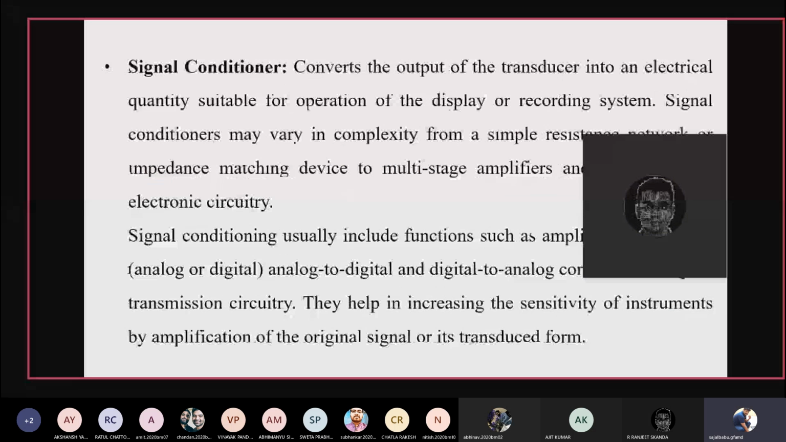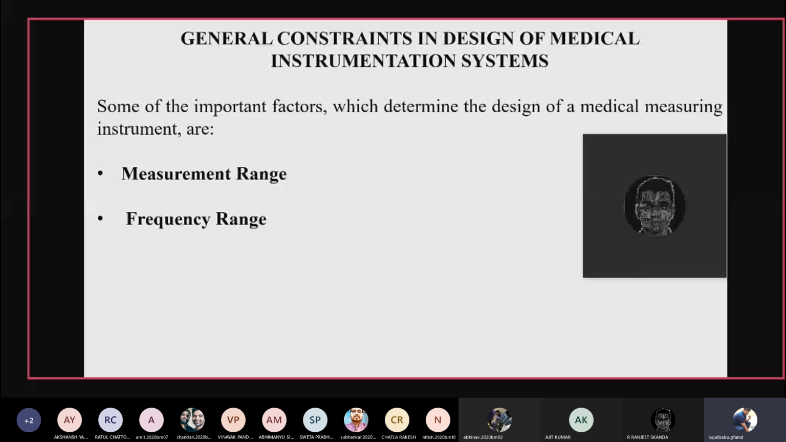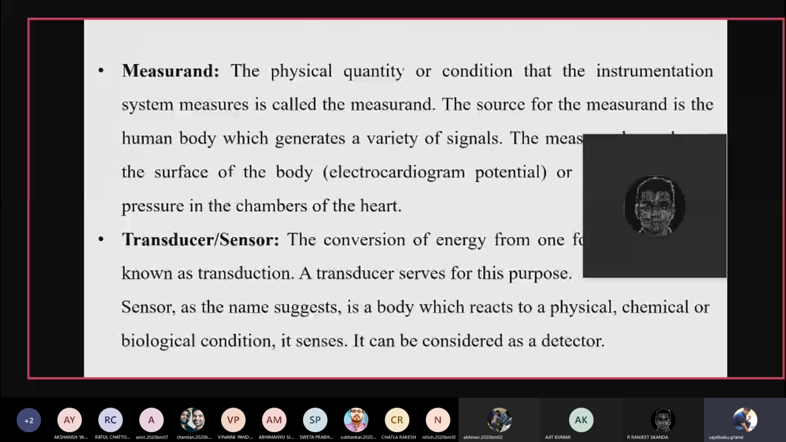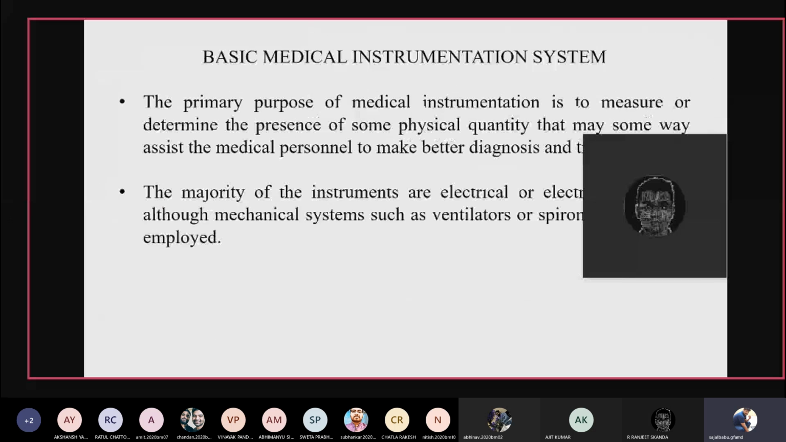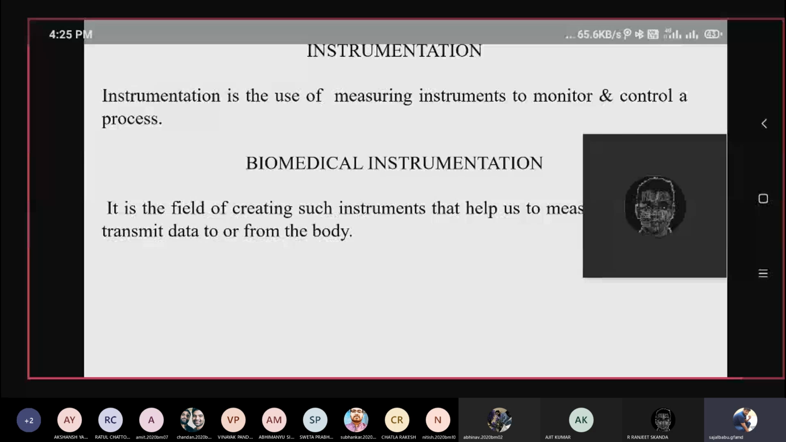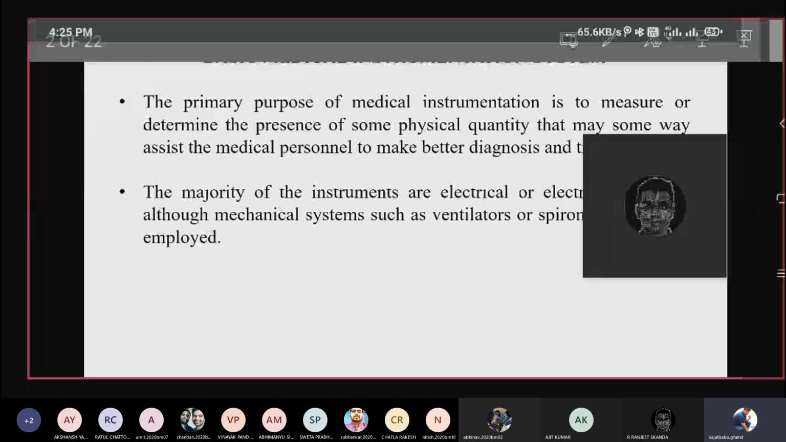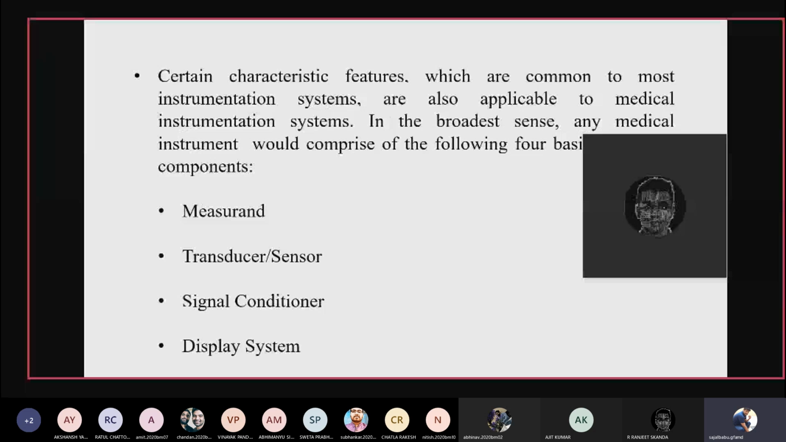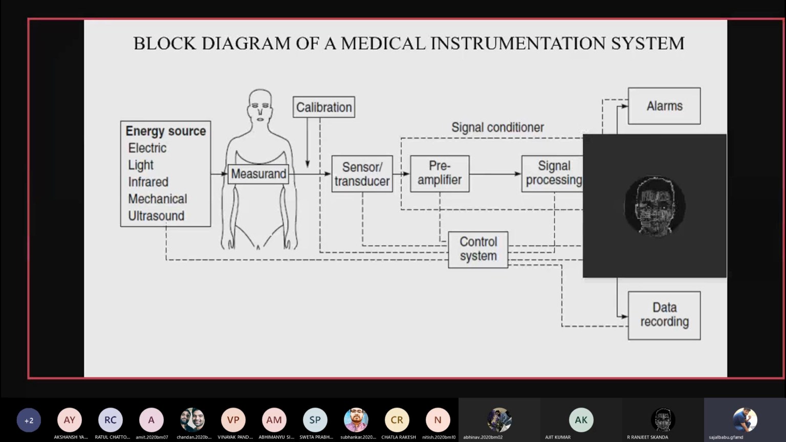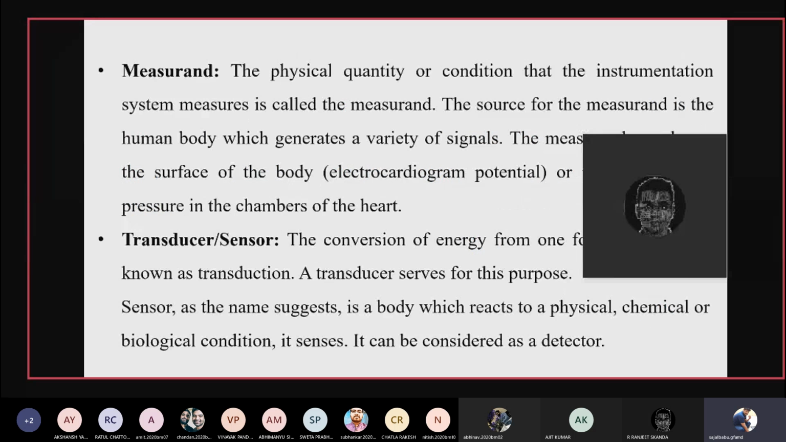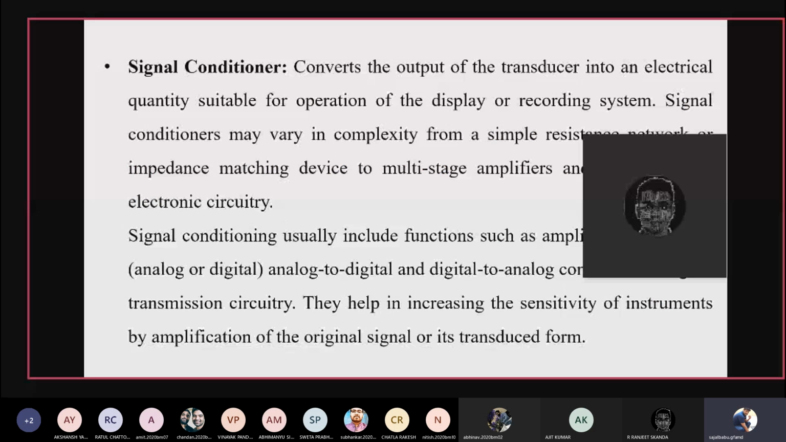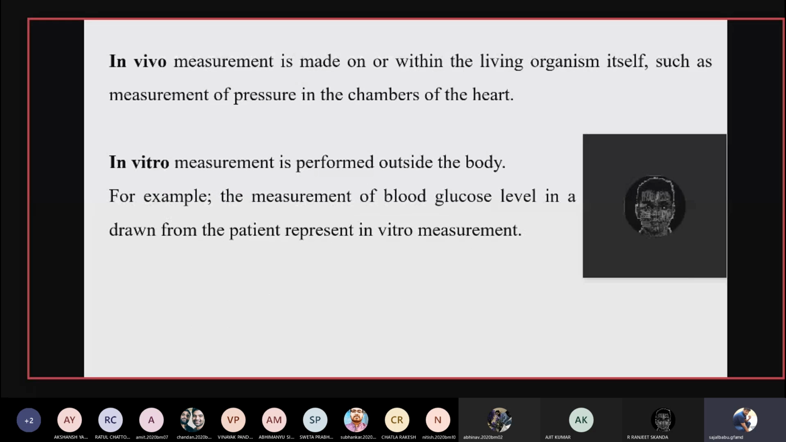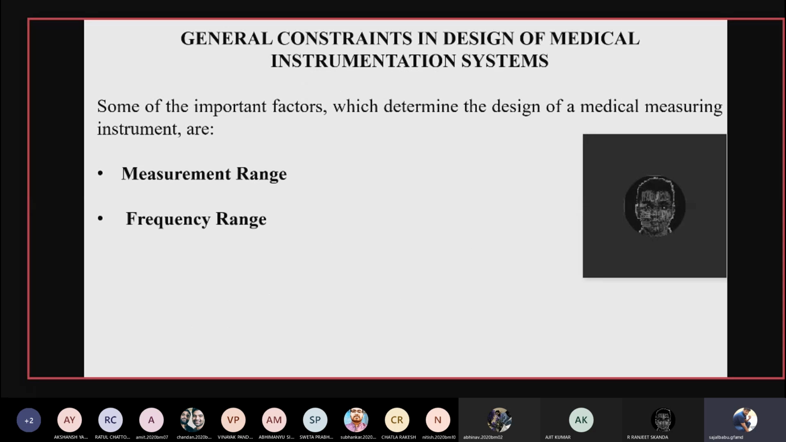So we had discussed all these things in the previous class, right? We had discussed the definition of instrumentation and of biomedical instrumentation, the primary purpose of medical instrumentation, and what measurands and transducers are. We have studied the basic block diagram of instrumentation, and we had also gone through in vivo and in vitro. Okay, so today let us start with this.